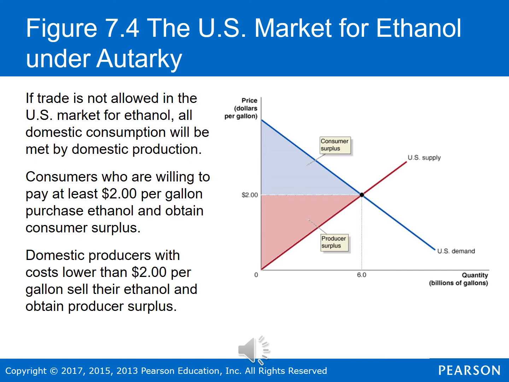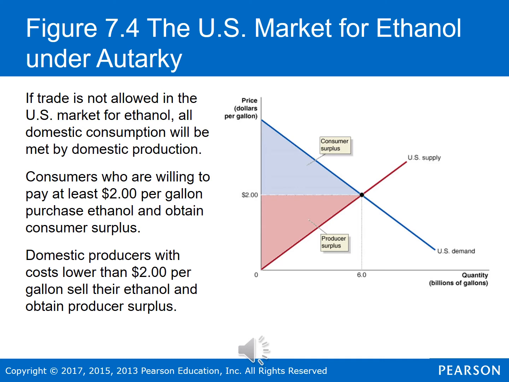So here is a market in equilibrium, and the equilibrium price is $2, where the U.S. supply curve crosses the U.S. demand curve. And at that price, the equilibrium quantity traded is going to be 6 billion gallons. Now the consumer surplus is the difference between the U.S. demand curve and the price it's paid. So it'll be the difference between the demand curve and $2. And the producer surplus will be the difference between the price paid, the $2, and the supply curve. And it's labeled in that figure to the right.